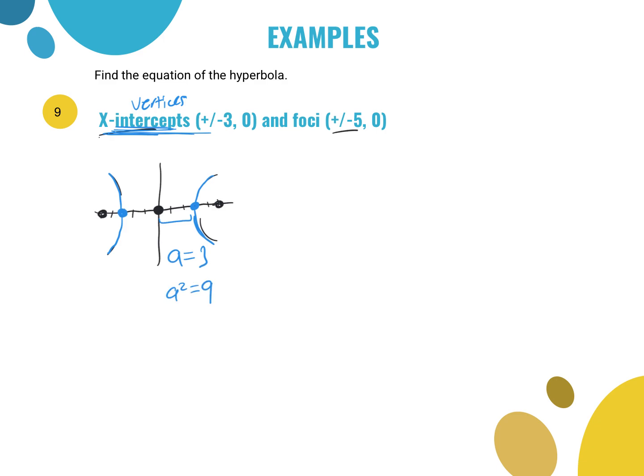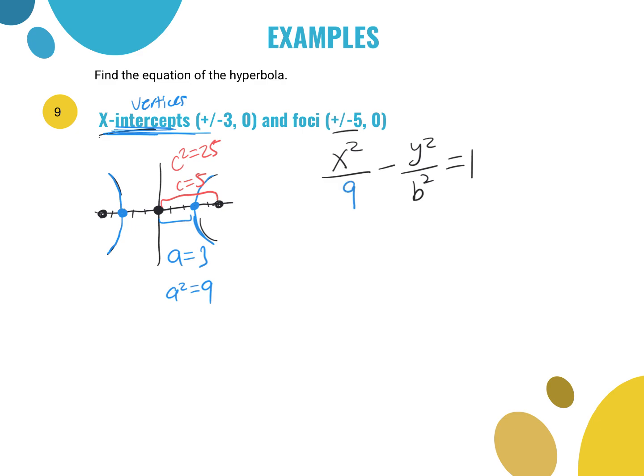All right, another piece of information that we have are our foci. From here to your focus, it's going to be a c unit of 5, and that would make c squared 25. Because it's opening left and right, and my center is at 0, 0, I know it's going to be x squared over a squared minus y squared over b squared equals 1. I already know a squared is 9. We just found that. Now we need to find our b squared.